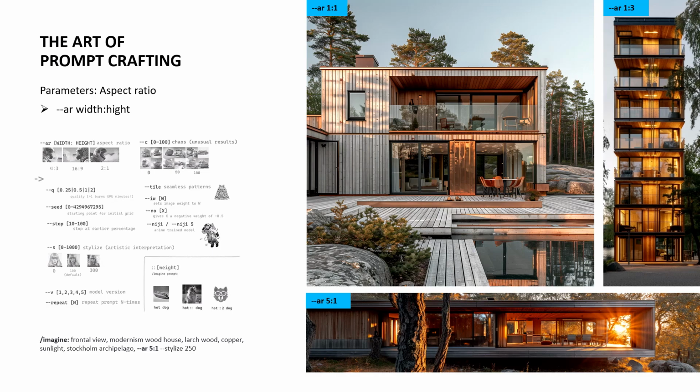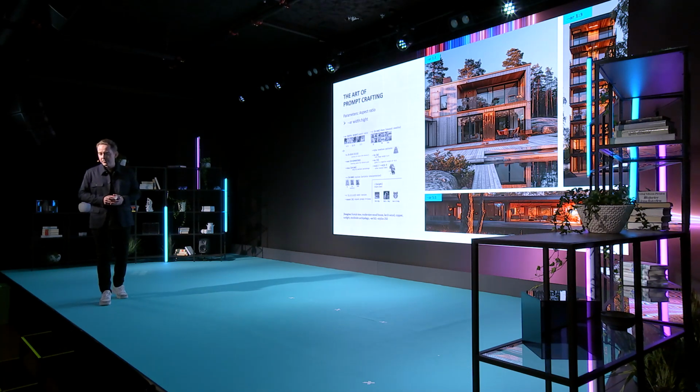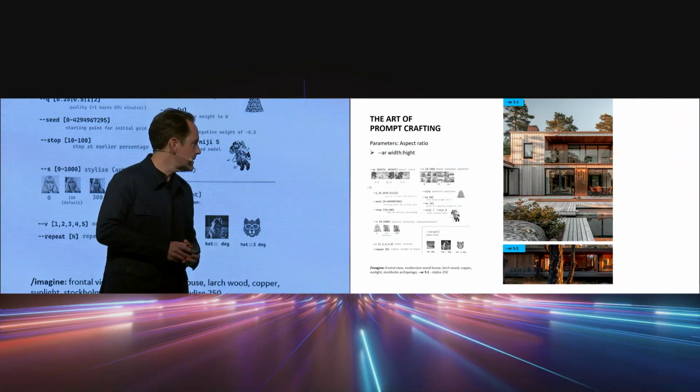You see here three pictures. They are all generated with the same text prompt, but just by changing the aspect ratio, you get completely different geometries. So that's a way of controlling the geometry, because that is quite difficult if you use a text-to-image generator. So just keep that in mind. I think this is a very, very important parameter to use.